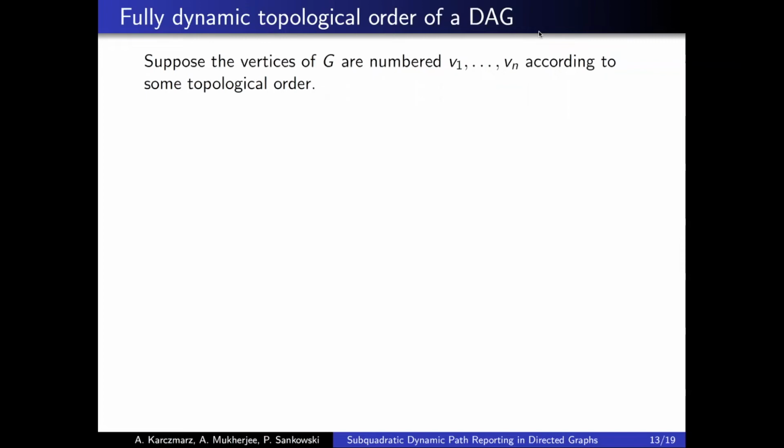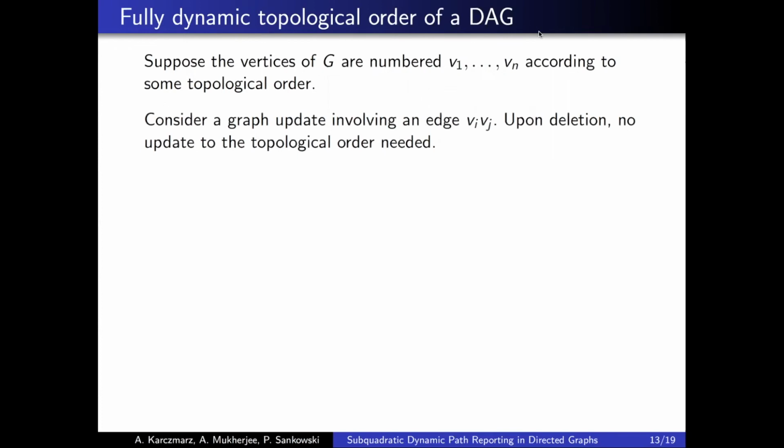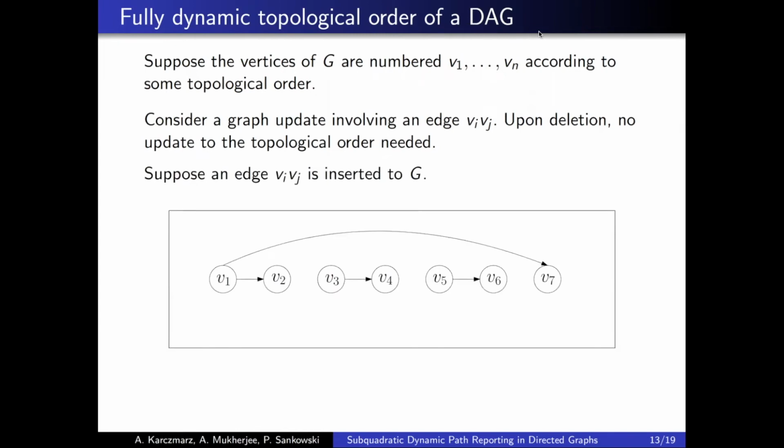Now we describe the fully dynamic topological order algorithm. Suppose the vertices of G are numbered V1 to Vn according to some topological order. Consider a graph update involving an edge ViVj. If there is a deletion, then no update to the topological order is needed. So suppose an edge ViVj is inserted to G. Now, if i is less than j, then the topological order does not change. For example, if we add an edge from V4 to V5, as shown in the picture.